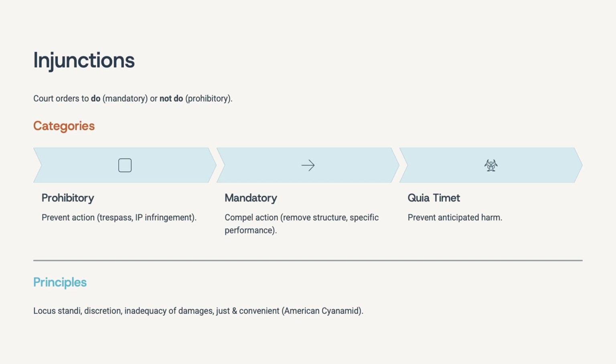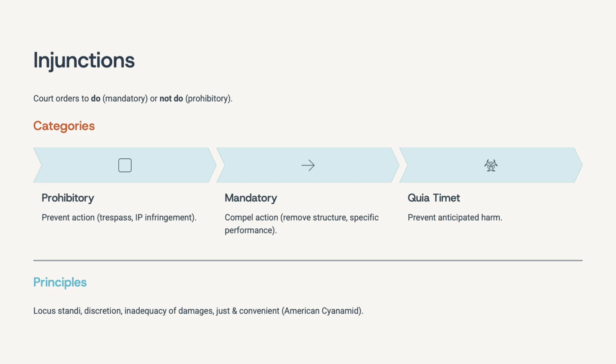Or don't do this TikTok video. It will defame someone. Mandatory, like do something, like remove a dodgy fence or pay what you owe. Do it now. And another injunction is quia timet injunction, and that is a Latin word. Maybe I don't pronounce it right because we are nervous. Stopping harm before it happens, like if something is going to happen and the court says stop it.